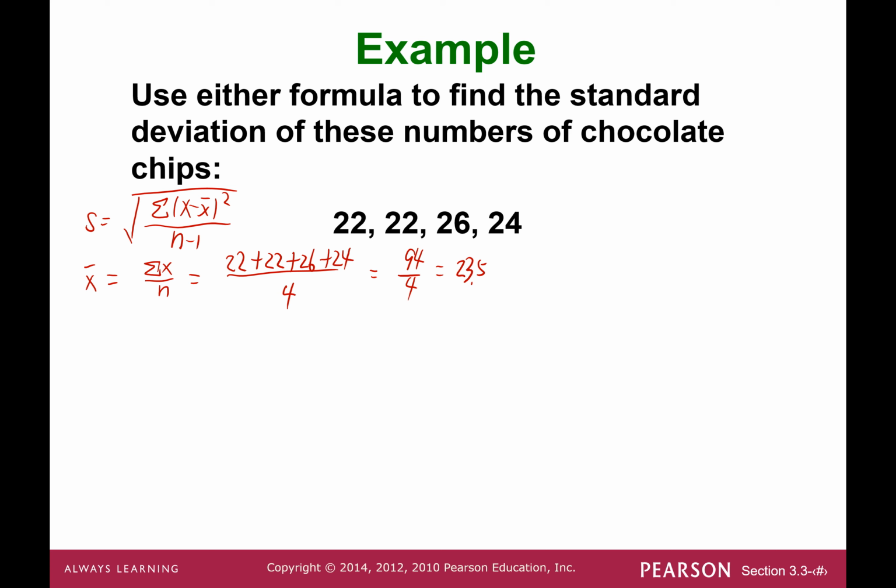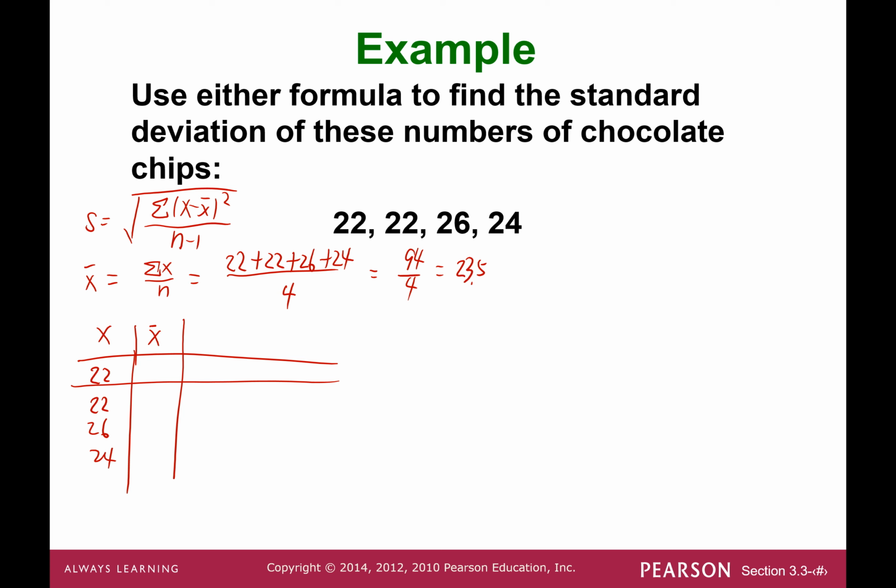Now you can create a table. I'm going to put in the x values 22, 26, and 24, and the sample mean here. The table will help you organize all this and eventually come up with the proper result. The mean we already calculated is 23.5. It's the same.